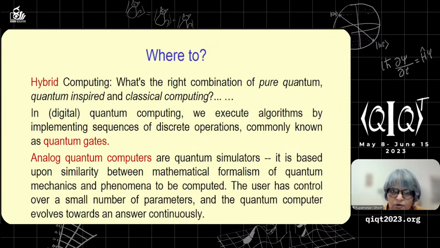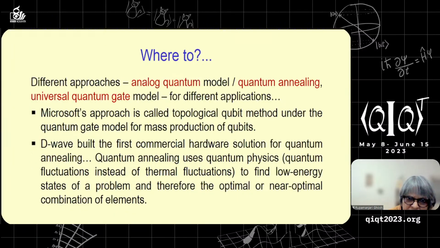A lot of work is going on also probing what is called hybrid computing. So what's the right combination of pure quantum, quantum inspired, and classical computing? He also talks about what we call digital quantum computing and analog quantum computing. Maybe I have a slide on that. So different approaches for different applications. That's what it seems the future would be.